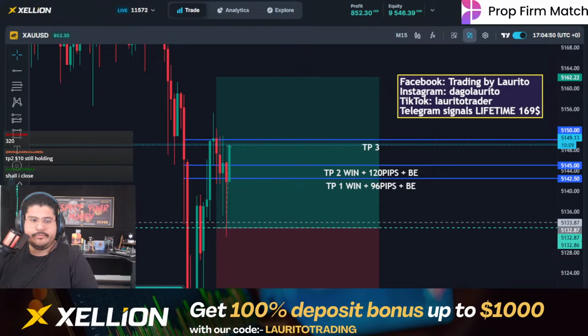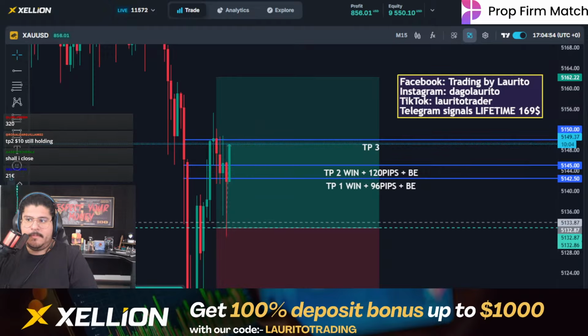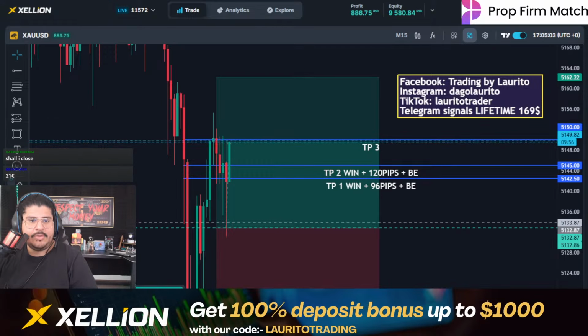Holding in B. Almost touched the TP3, guys. Ronald Arguila says $7, $7 for Mupulak.